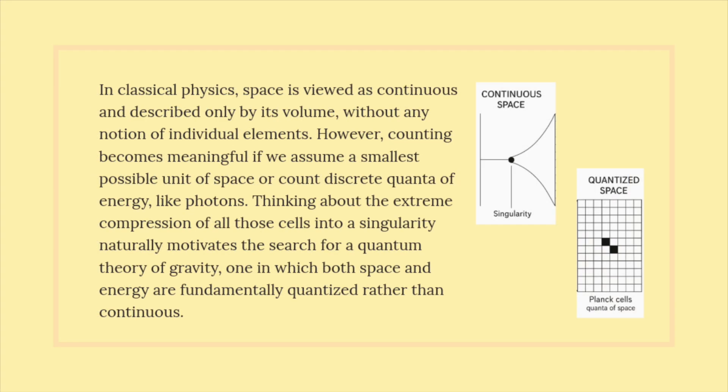In classical physics, space is viewed as continuous and described only by its volume, without any notion of individual elements. However, counting becomes meaningful if we assume a smallest possible unit of space or count discrete quanta of energy, like photons. Thinking about the extreme compression of all those cells into a singularity naturally motivates the search for a quantum theory of gravity, one in which both space and energy are fundamentally quantized rather than continuous.